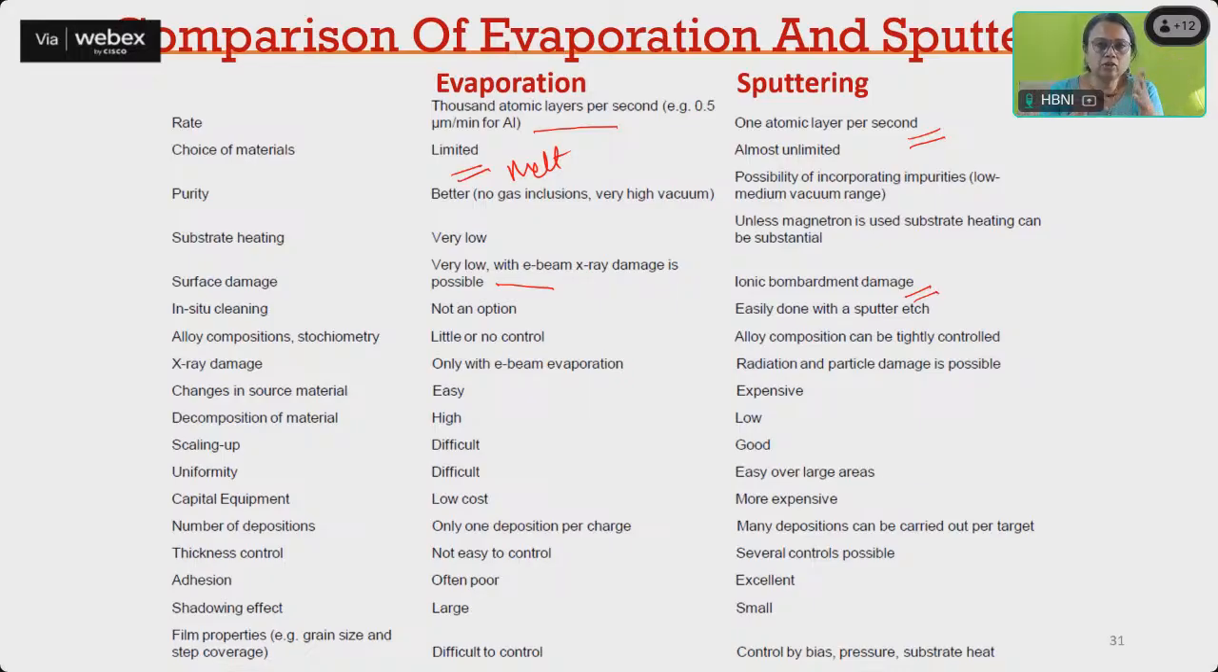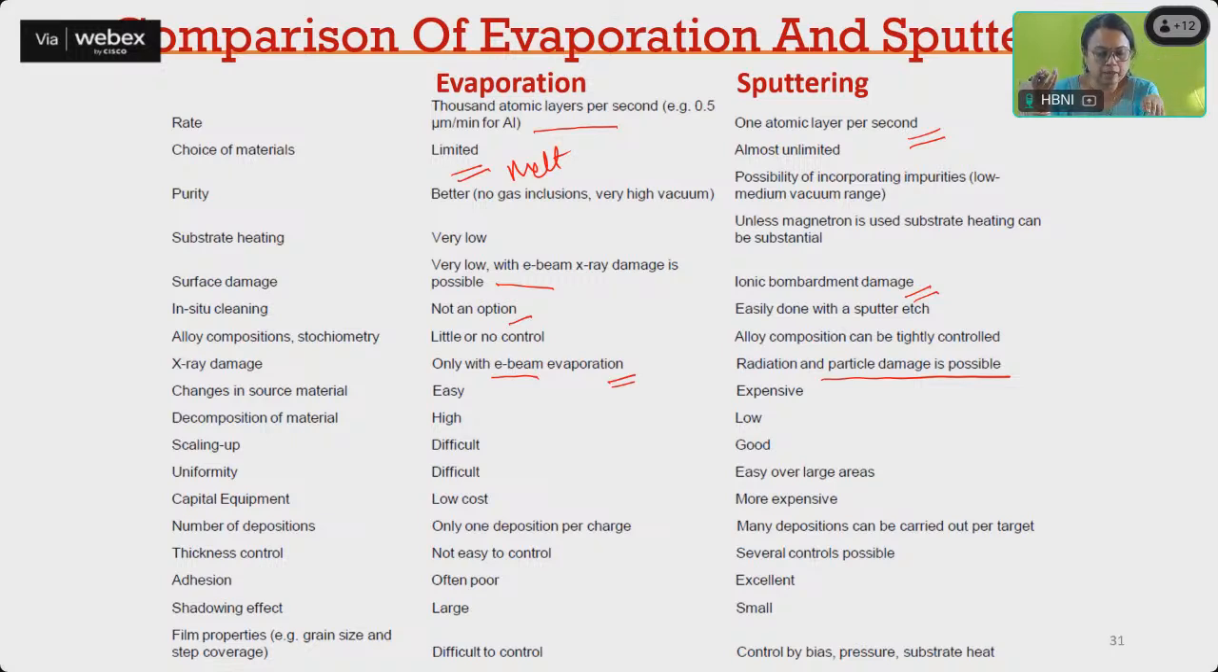In situ cleaning of the substrate is not an option in case of evaporation, but can be done in sputtering. X-ray damage can happen in evaporation when we are using an electron beam, and radiation damage can happen in case of sputtering because there is a plasma. Change in source material: as I said, in case of thermal evaporation or any evaporation, the source material has to be changed every time, whereas generally in case of sputtering the target is placed once and you keep on doing it.